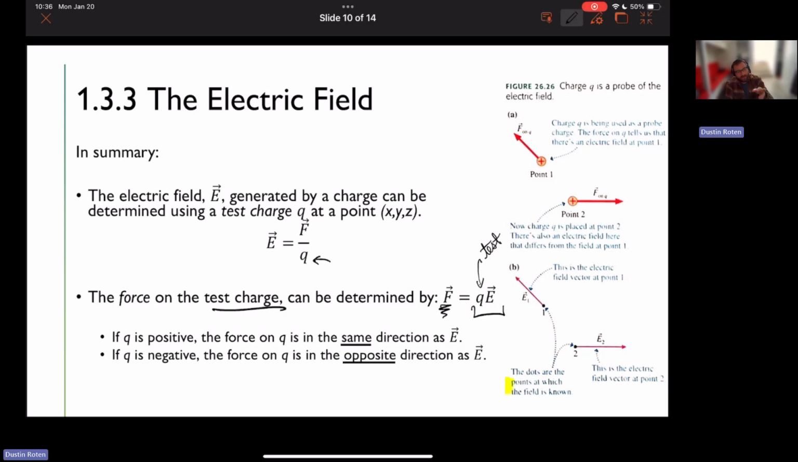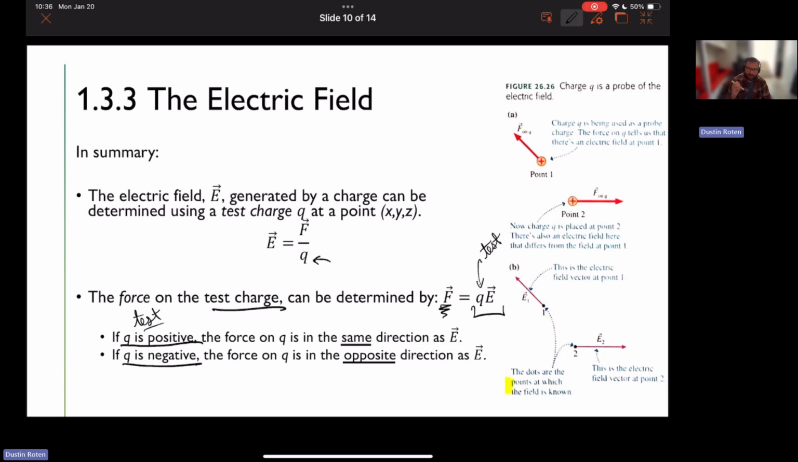So if Q is positive, the force on Q is in the same direction as E. And if Q is negative, the force is going to be in the opposite direction as E. Okay, so this will be pretty much always true. And this is also the test particle as well. Don't forget, because sometimes when you're just learning this, it's hard to keep up with which particle is the test particle, which one is generating the field we're interested in. So do keep that in mind.